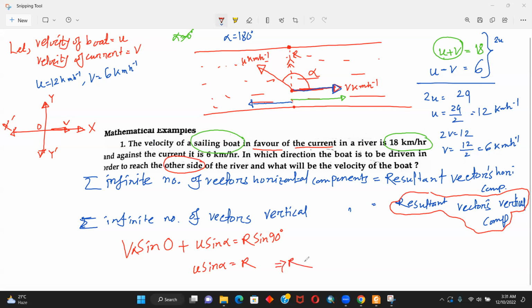Sine 90 is 1. All right, so r equals u sine alpha. What is the value for u? The value for u was 12. So 12 times sine 120. Please let me know what the value for this is.